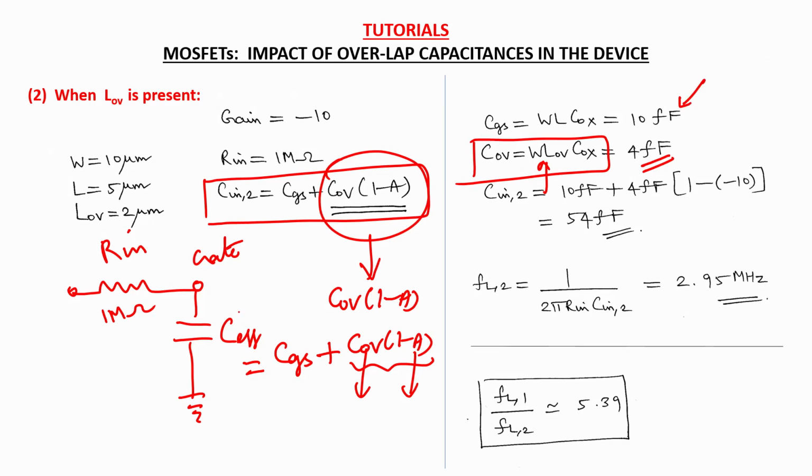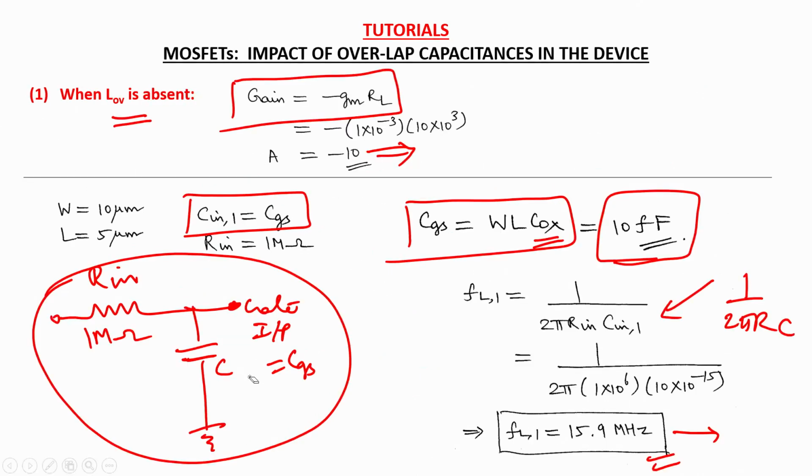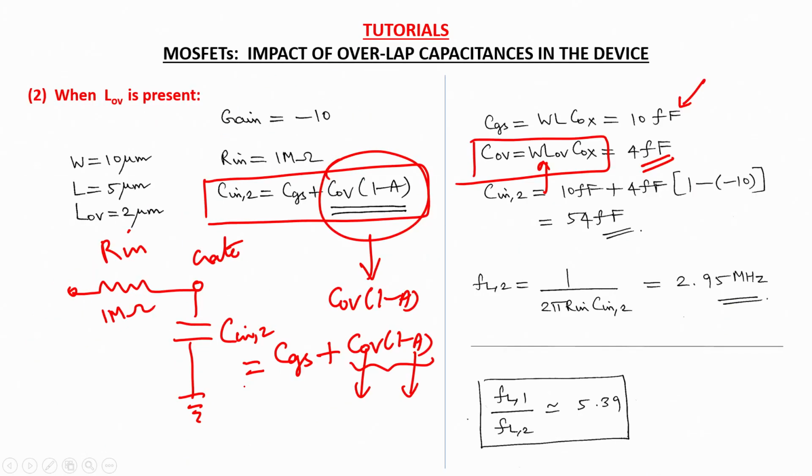I guess I have represented it with a terminology called C in 2. For the previous thing it is nothing but C in 1. Sorry that I have put it C effective here. Okay. So C in is nothing but CGS plus COV into 1 minus A.